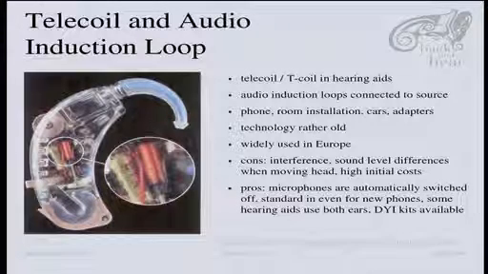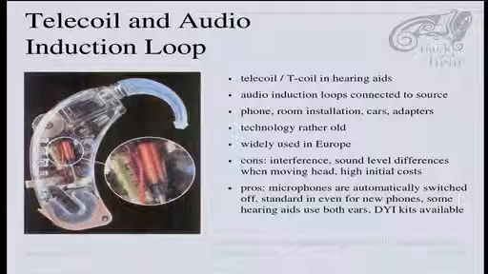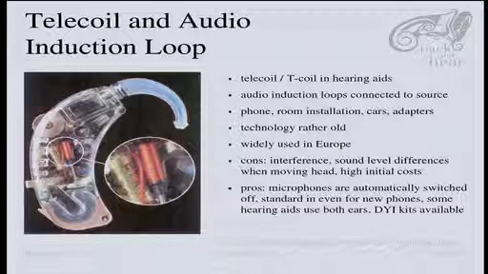The oldest one is the telecoil, or T-coil. The source is connected to an induction loop, and you pick up the electromagnetic signal with the telecoil. It's there in the picture, a really small antenna, and there are different setups for the induction loop.